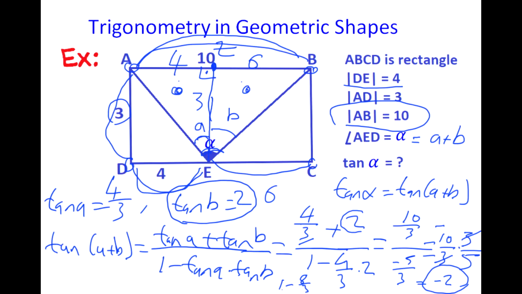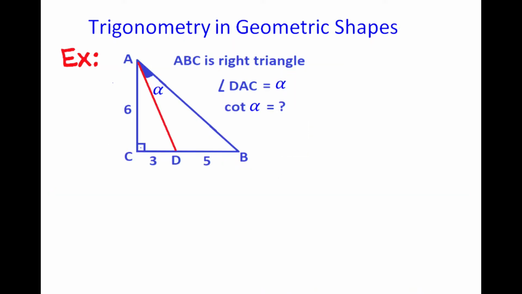That is why, guys, our result is negative in this question. In this question, we have a triangle and we are asked to find the value of cotangent alpha. We will do a similar trick here. Let's say this angle is called A, and that angle is called B.